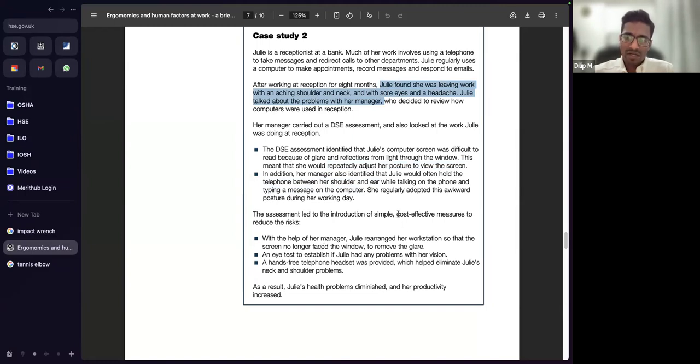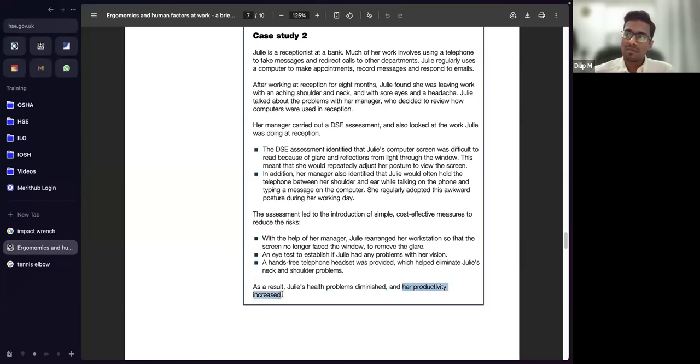And as a cost effective simple measure, she rearranged her workstation so that the screen no longer faced the window. An eye test to establish if Julie had any problems with her vision, and a hands-free telephone headset to eliminate Julie's neck and shoulder problem. This is to avoid maintaining this awkward posture of holding the telephone between her shoulder and ear. So as a result, the health problem diminished, and again you see productivity increase.